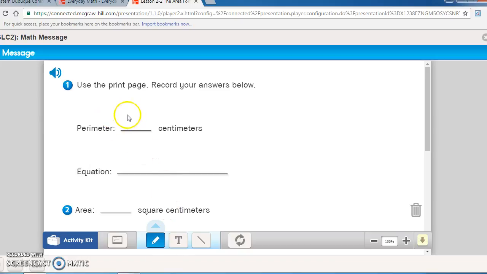You should have come up with the number 22. And how did you get that? Well, you should have measured the length and the width, so the length was 5, the width was 6, but there's 2 of those. So you had to multiply it by 2 to get the 22.